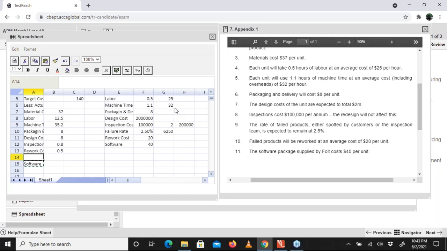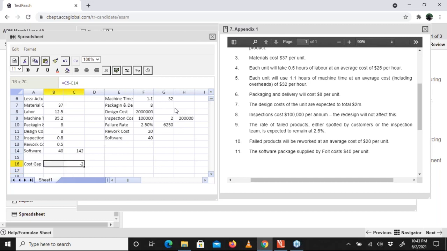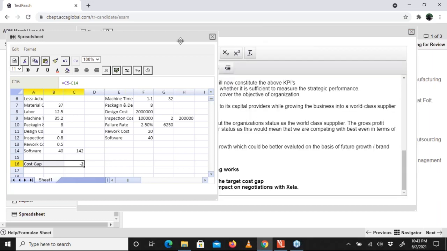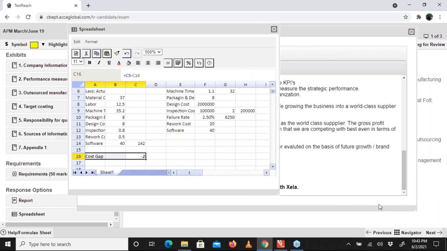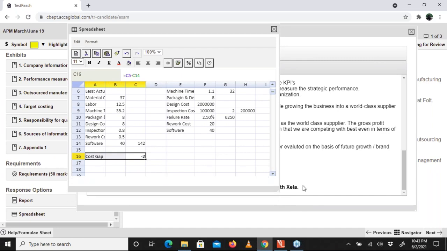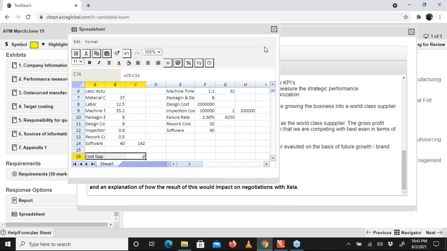Then there is this software cost, which is going to be 40. So if you try to calculate, the cost gap is going to be $2. Now, a lot of you would be wondering what I have done. I did nothing. I simply copied the relevant information while I was reading through the question.